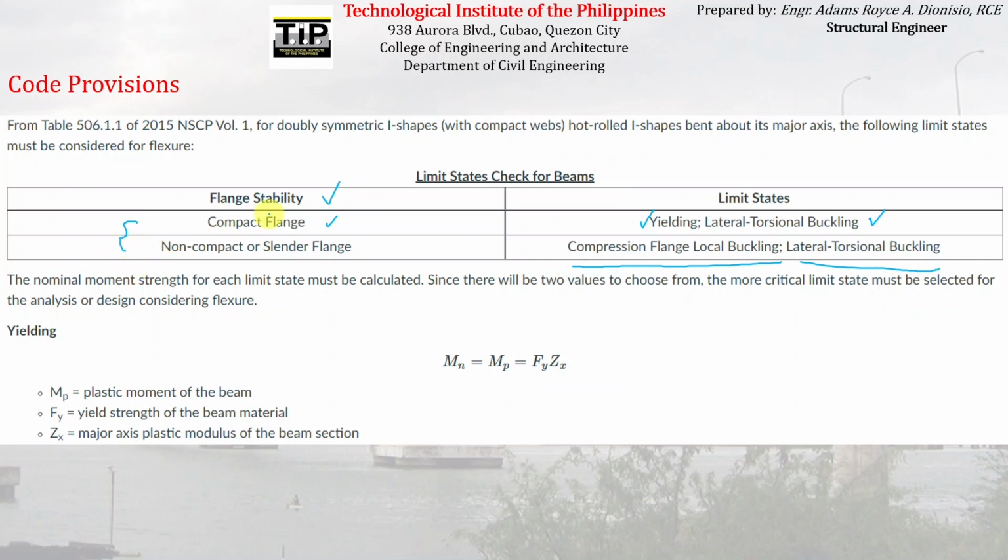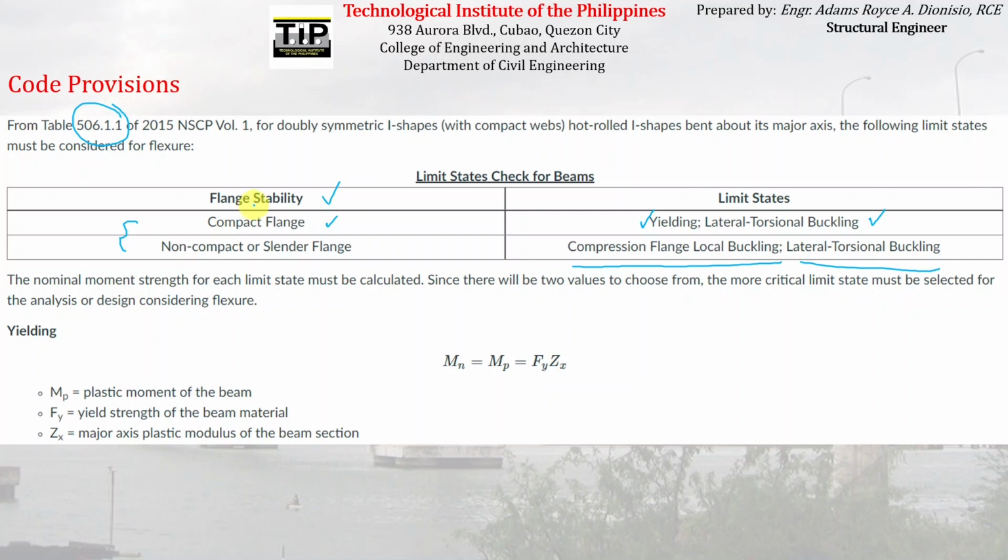Whether your section is compact, you will use a different section of the NCP. If your section is non-compact, a different section of the NCP is also used. If your section is slender, a different section of the NCP is also used. But then again, for this discussion, we are just limiting our discussion to compact sections, or sections with compact flanges.